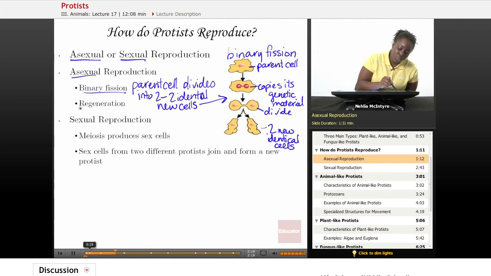Also, some protists can regenerate, which just means that if a part of the protist were broken or cut off, it would be able to make a whole new organism from a broken piece of an older protist.